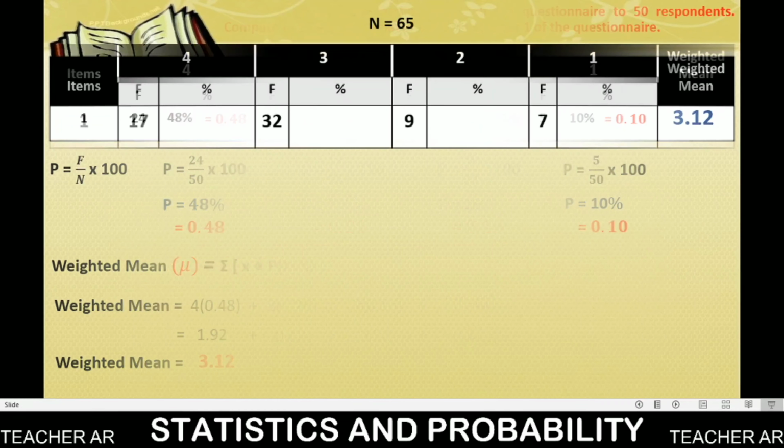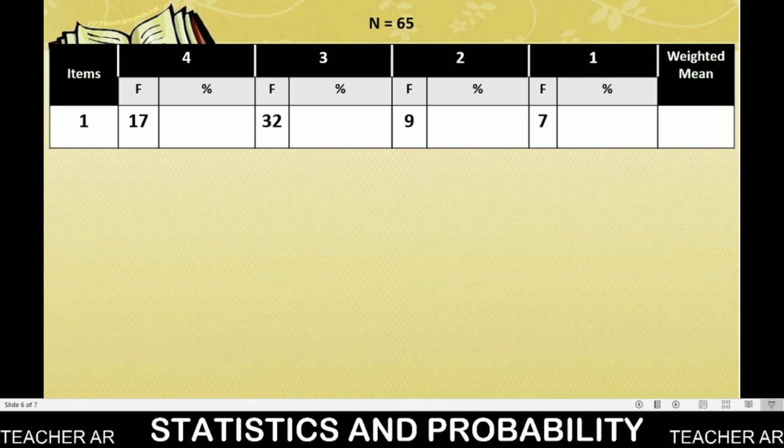So we have here another example. N is equal to 65. In understanding the table, for the frequency, in item number 1, 17 out of 65 answered 4, 32 out of 65 answered 3, 9 out of 65 answered 2, and 7 out of 65 answered 1. We have to check and verify that the total of the frequency is equal to 65, or the number of n. 17 plus 32 plus 9 plus 7, that is equal to 65.